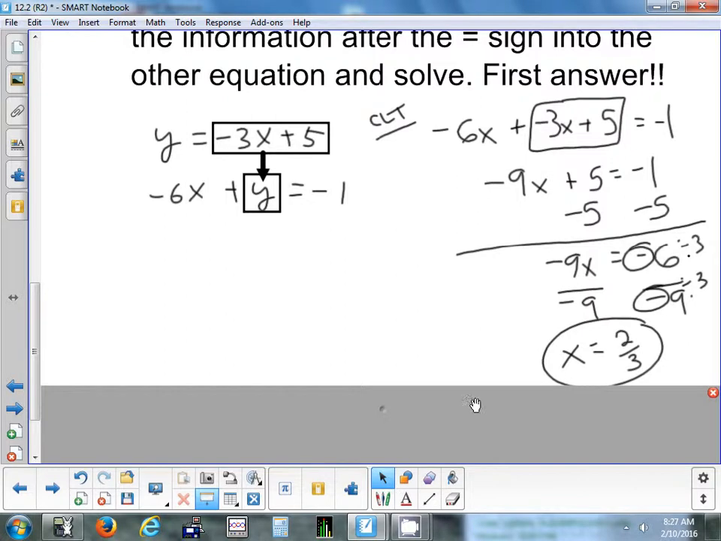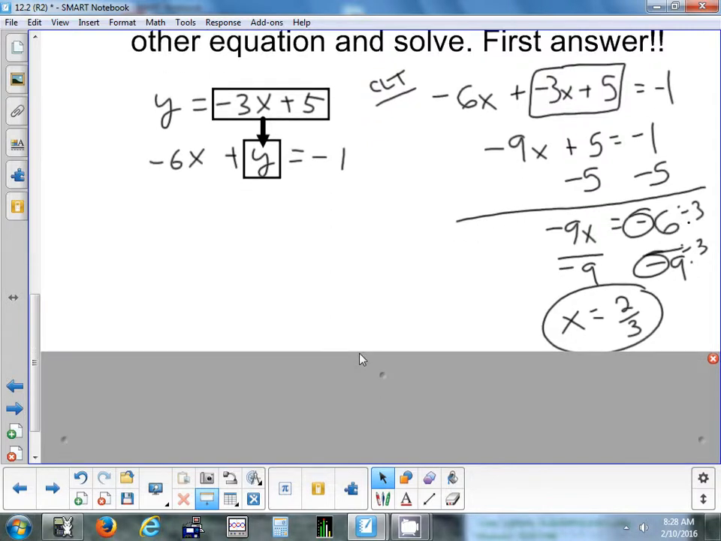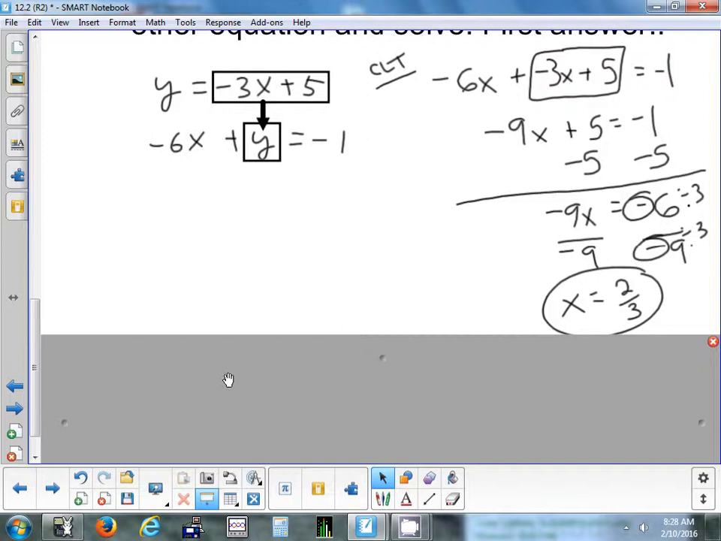But remember, I'm solving a system of equations. How many answers do I have to have? 2, right? I solved for x. What else do I have to solve for? I have to solve for y still. So this is when, like I said, y went to the bench. Y is on the bench right now. This is when he's going to come back into the game.